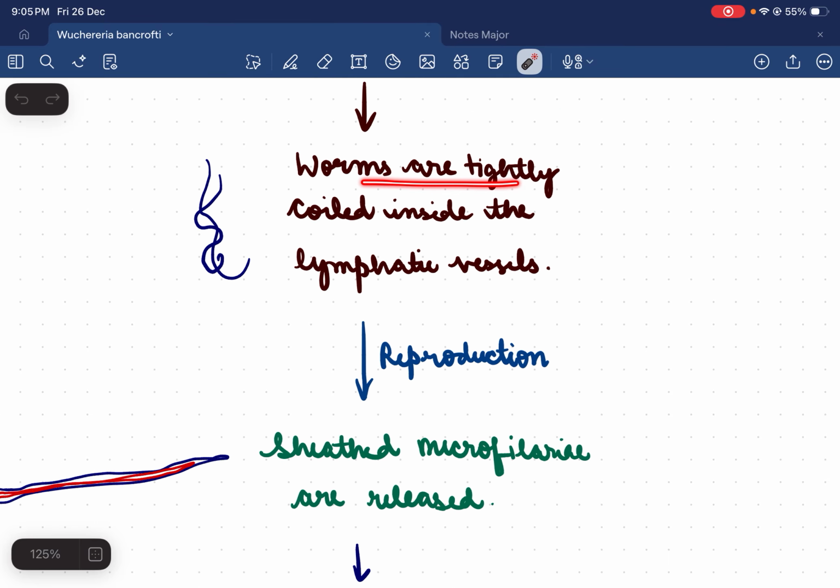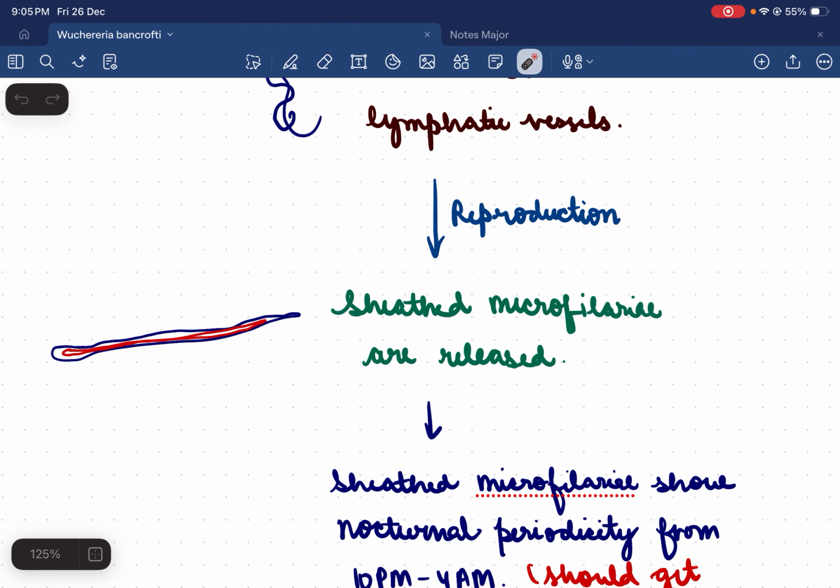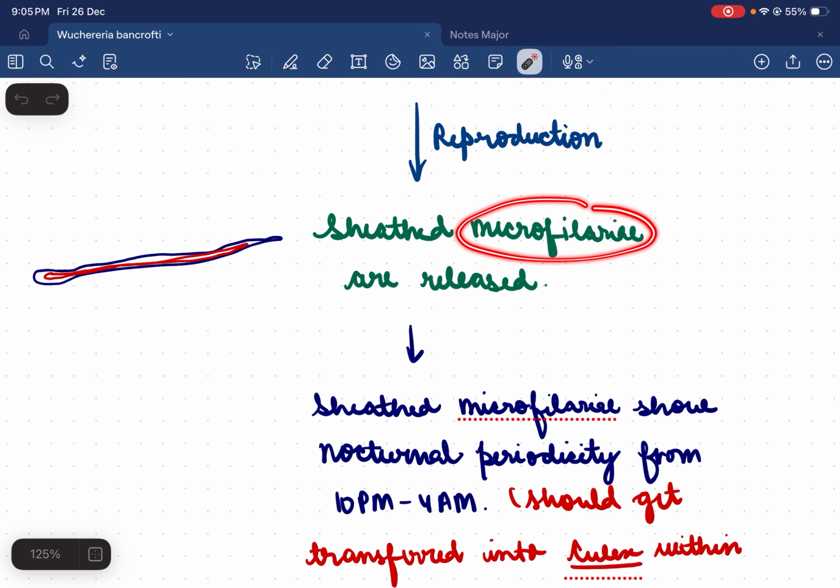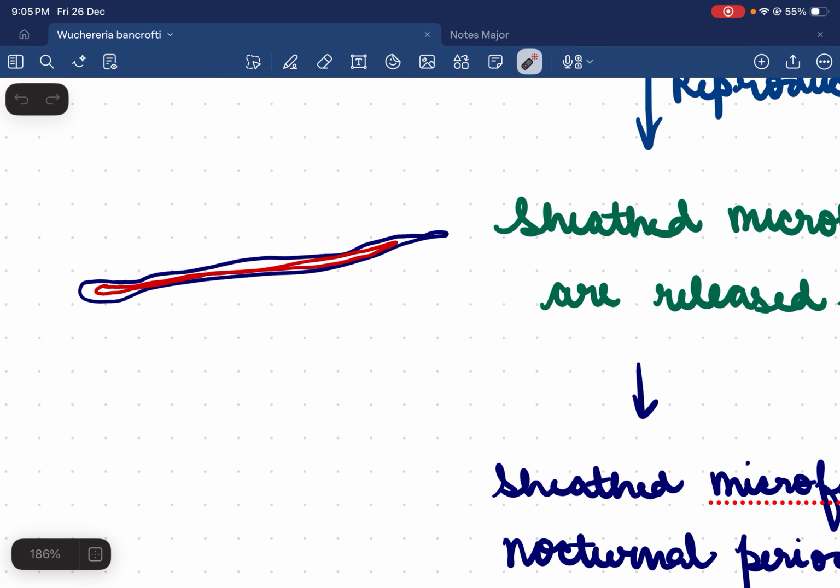These worms, let's say these are tightly coiled inside the lymphatic vessels, copulation happens, development and everything, and that reproduction resulted in the formation of sheathed microfilaria. Now, what are microfilaria and what are sheathed microfilaria? Microfilaria, you can visualize these as the little small babies of Wuchereria bancrofti, and sheathed is because they are sheathed. That is quite literally true. These have a hyaline sheath around them.